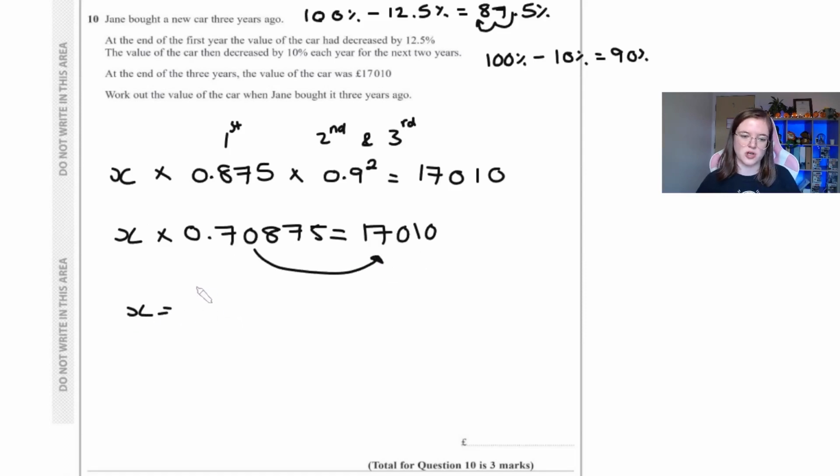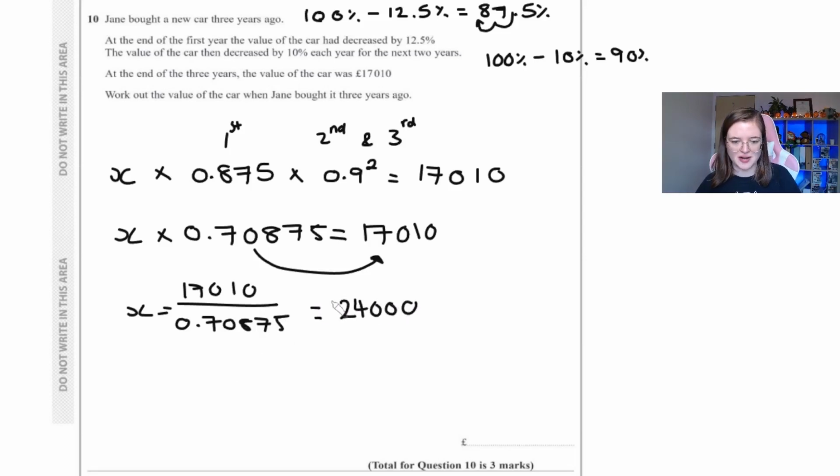And then to get X on its own, I'm going to divide this down here to get X is equal to 17,010 divided by 0.70875, which is 24,000. Which, because it's such a nice round number, I'm going to assume is correct. So £24,000. And there we are. That is 3 marks. On we go.